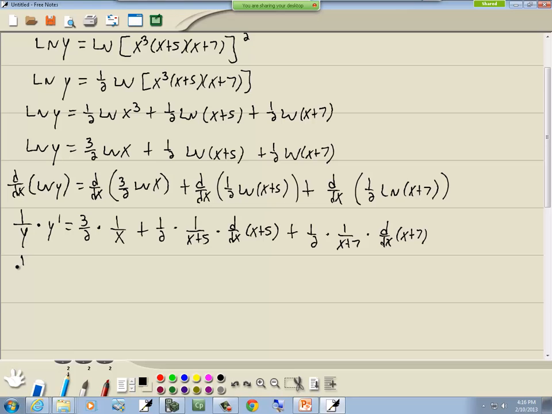So we got 1 over y times y prime, and that gives us 3 over 2x plus, now the derivative of x plus 5 is 1, so that basically drops away. So this is 1 over 2 times x plus 5 plus 1 over 2 times x plus 7. Again, the same. The derivative of x plus 7 is 1, so that drops away.